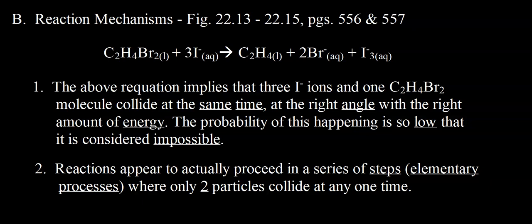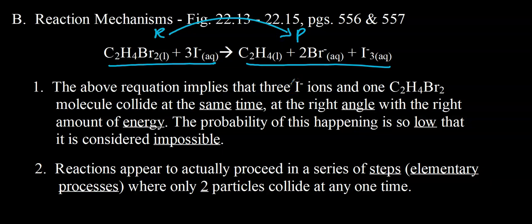So let's take a look here. We have a balanced chemical equation for some reaction. This equation does not show how the reaction occurs. It simply shows what you start off with, those are the reactants, and what you end up with, those are the products. But it doesn't show you how you go from here to here. That's the job of a mechanism.